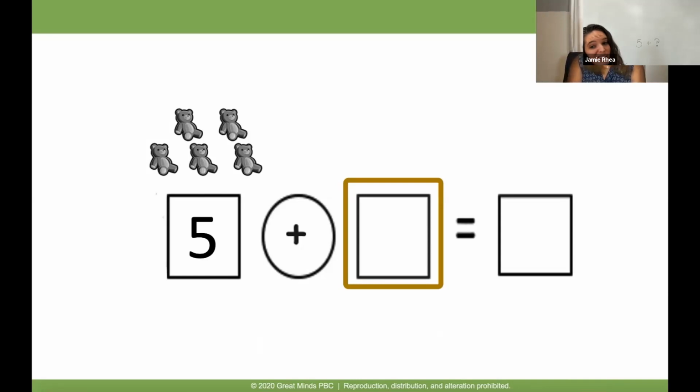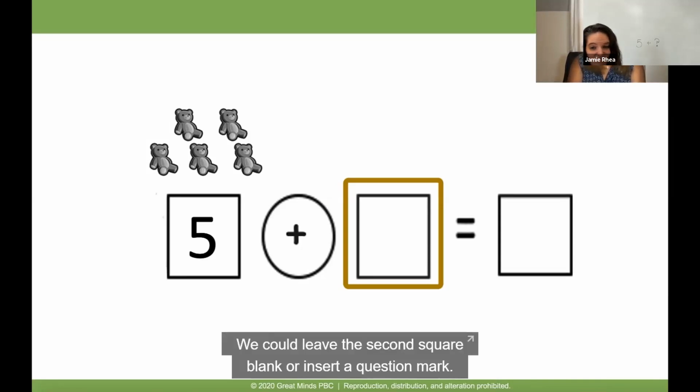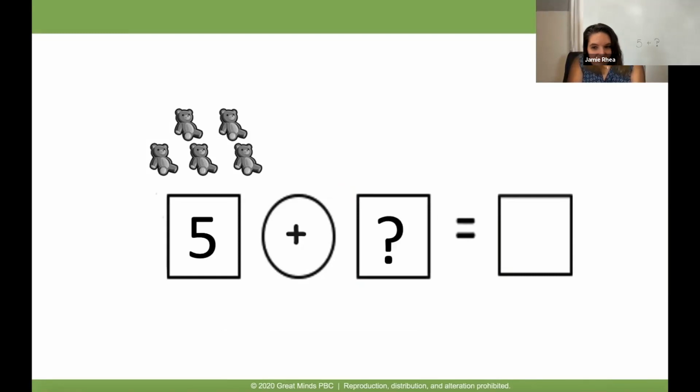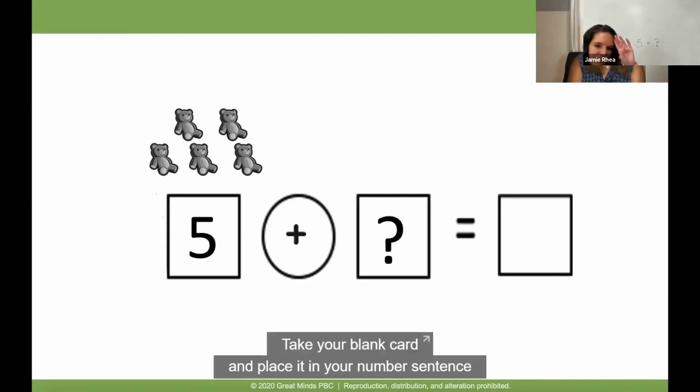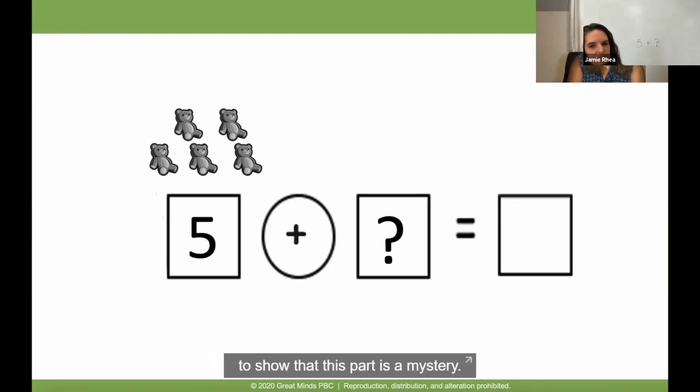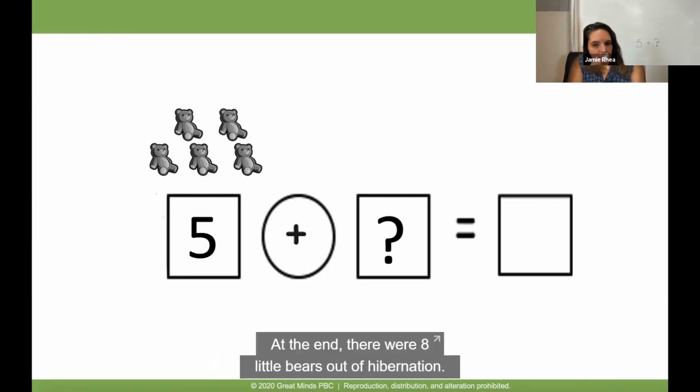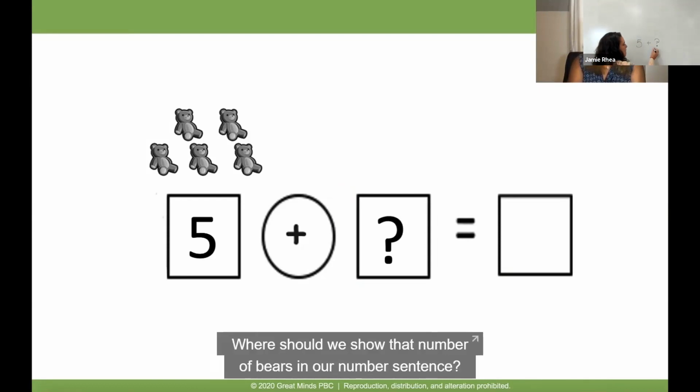I put a question mark because I don't know. We could leave the second square blank or insert a question mark. Take your blank card and place it in your number sentence to show that this part is a mystery. You can just use your whiteboard and draw a question mark. There were 8 little bears out of hibernation. Where should we show that number of bears in our number sentence?